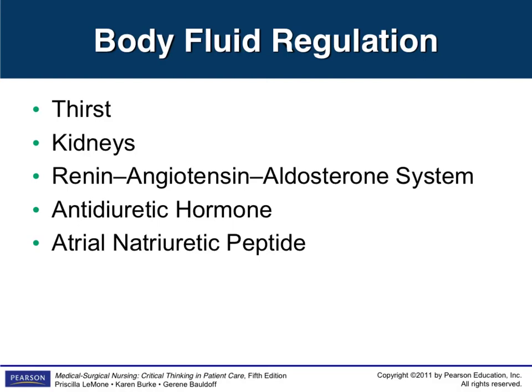Then angiotensin 2 is a vasoconstrictor. It does increase the blood pressure. It causes kidneys to retain sodium and water. Angiotensin 2 stimulates the adrenal cortex to release aldosterone. And remember, aldosterone promotes sodium and water retention in that distal nephron of the kidney, helping to restore blood volume.